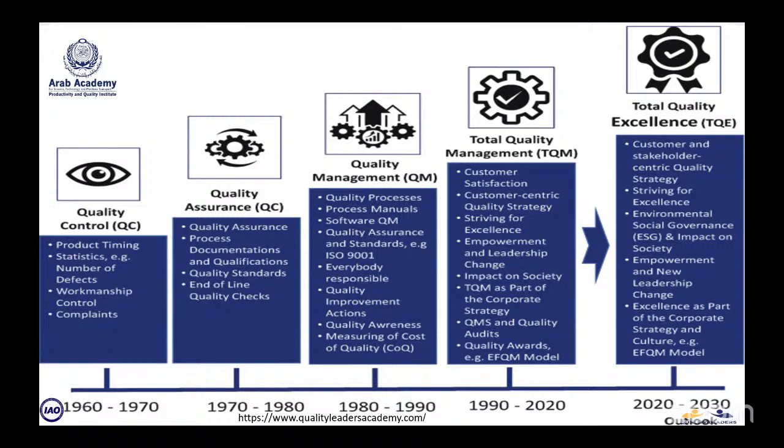One more important thing to understand is every era built on the one before it. Nothing was discarded. It just expanded. QC didn't disappear. We still measure defects and do quality checks. QA didn't disappear. We still document processes and follow standards. QM didn't disappear. We still track cost of quality and hold everyone responsible. So in a way, we built upon the previous era. We are growing bigger.